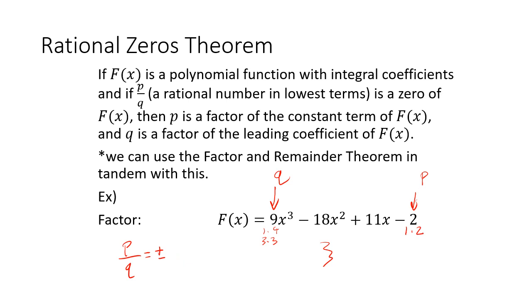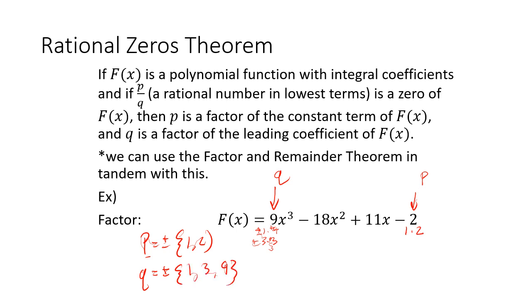I should probably do a better job of writing in these braces here. Let me do this a little more systematically. Let's write what the p's could be. The p values are 1 and 2, positive or negative. The q values are 1, 3, and 9. Those are the different p's and q's.